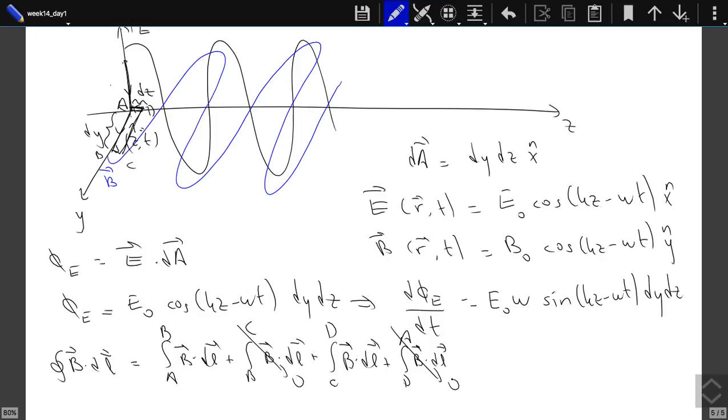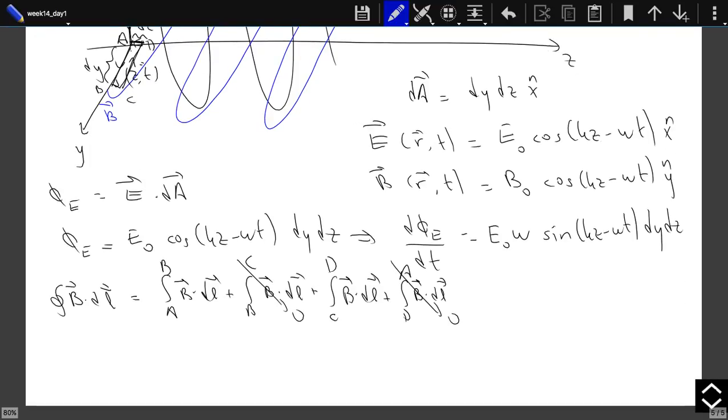Now, we have a contribution from the side A to B. The magnetic field is pointing in the same direction. Moreover, since it only depends on z, along this side z is constant, so the magnetic field is constant. So B dot dl is just B of z times dy. B is constant from A to B, I just take it out. What remains is dl. The integral of dl is just the length of that side, which is dy.